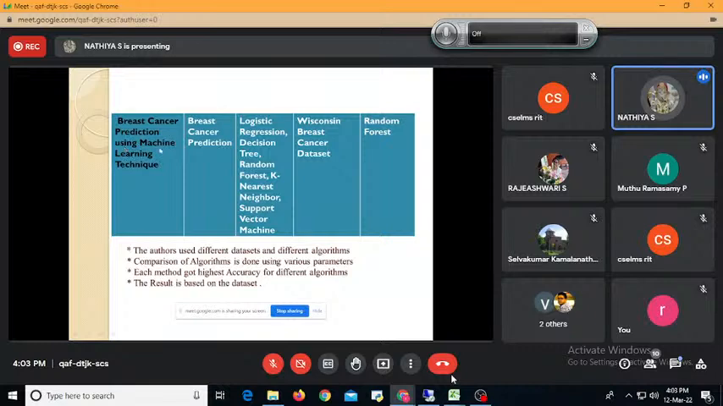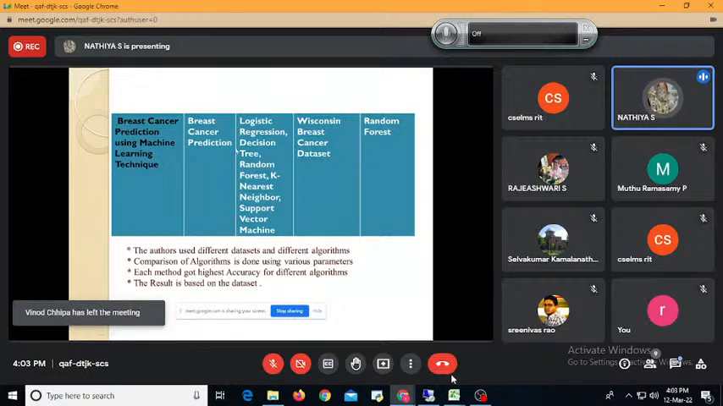The next is breast cancer prediction using machine learning technique. Here they have used different algorithms, that is logistic regression, decision tree, random forest, k-nearest neighbor, and support vector machine, and they have used the dataset named Wisconsin breast cancer data set, and they also found that random forest is best when compared with other algorithms. So the researchers have used different algorithms with different data sets for breast cancer prediction. They have got different results for different data sets and algorithms.